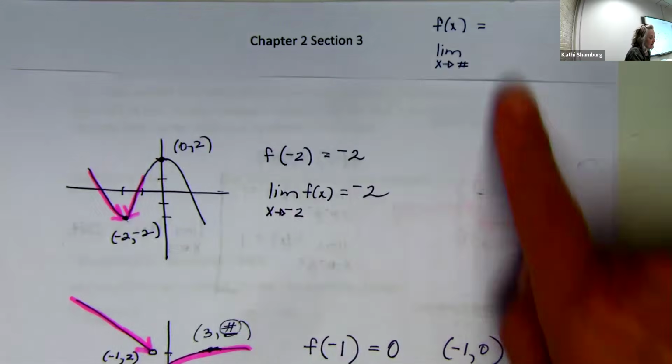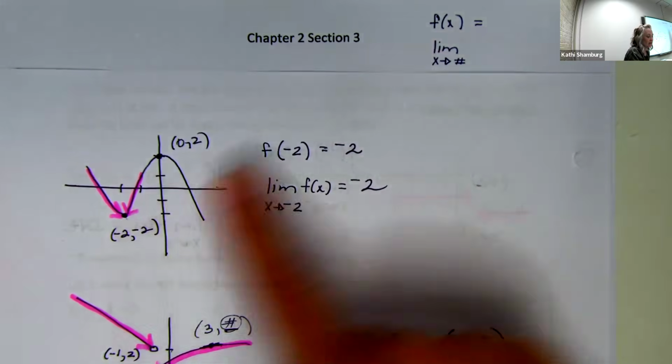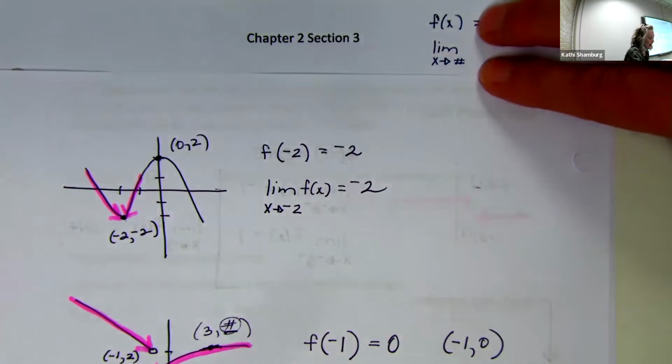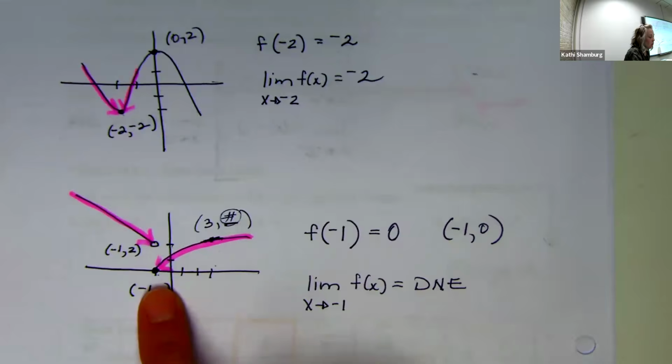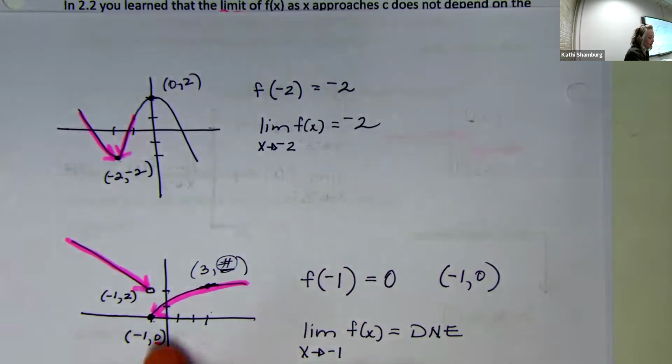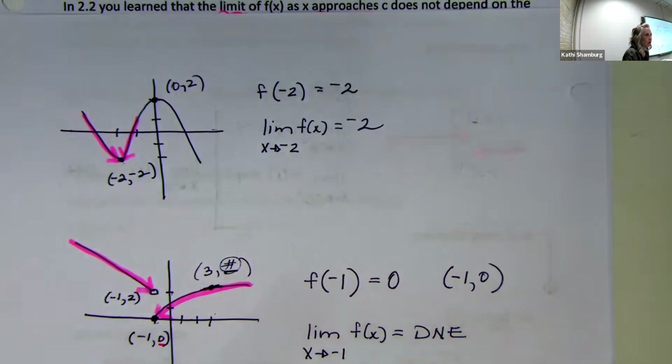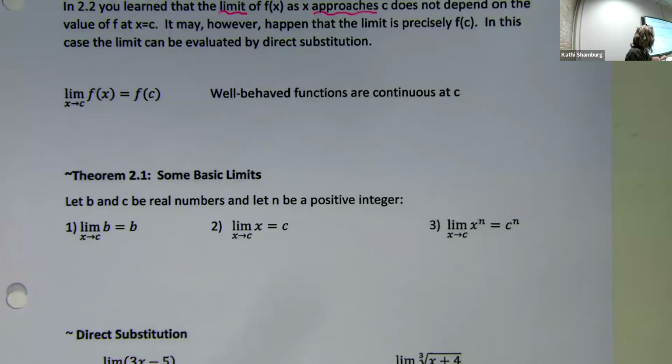Here, f at x would be the same value. So those would be the same. Here, f at x was a different value than what it's doing as it approaches. So just a reminder of that.